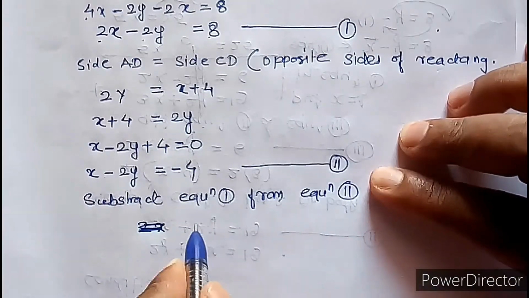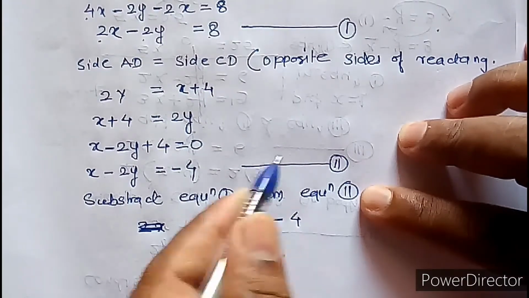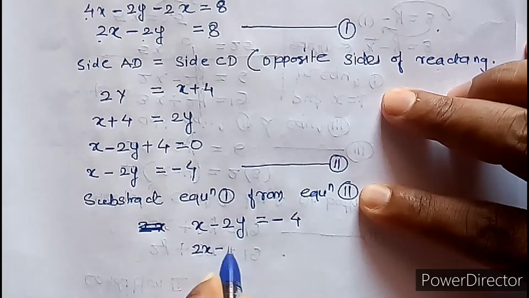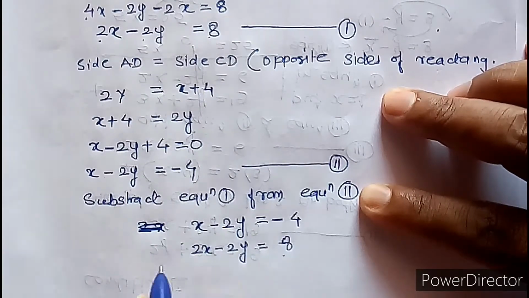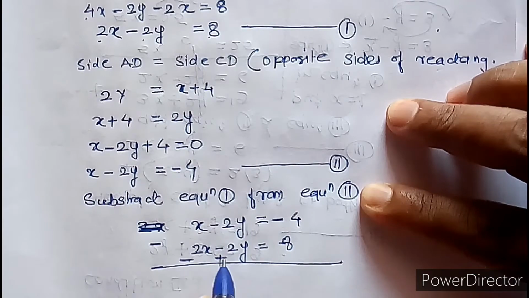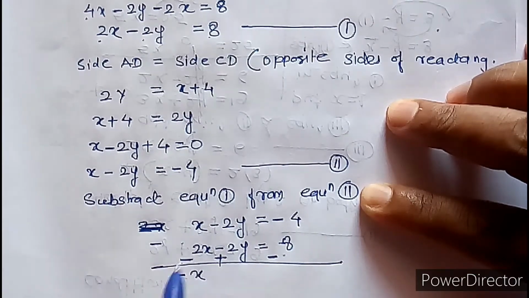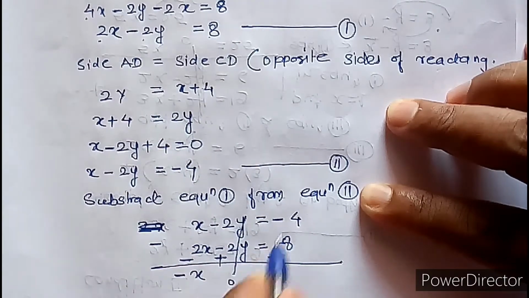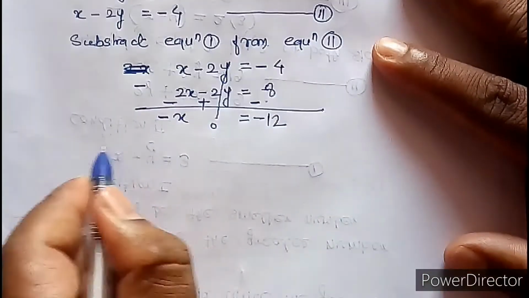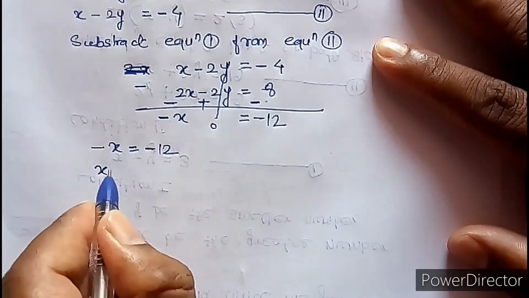Equation 2 is x minus 2y equals to minus 4 and equation 1 is 2x minus 2y equals to 8. Now subtract means here minus sign. Now x minus 2x will be minus x and the y terms will be cancelled. We get minus 4 minus 8, which is minus 12. We get minus x equals to minus 12, therefore x equals to 12.